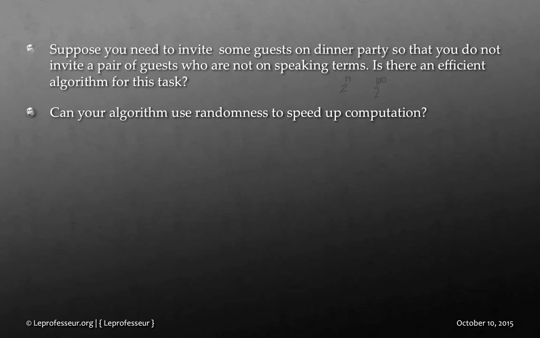Another interesting thing, can your algorithm use randomness to speed up computation? For example, we have seen the quicksort algorithm. When I was discussing quicksort, we introduced randomness in how to select which cell in the array to pick up. So we use a pseudo random number, or a certain kind of randomness, and it improved our runtime.